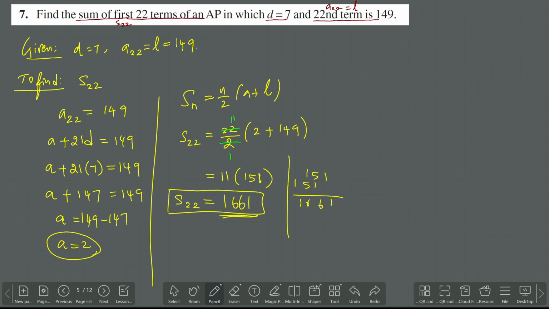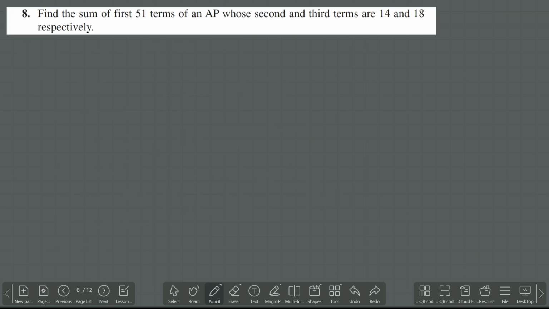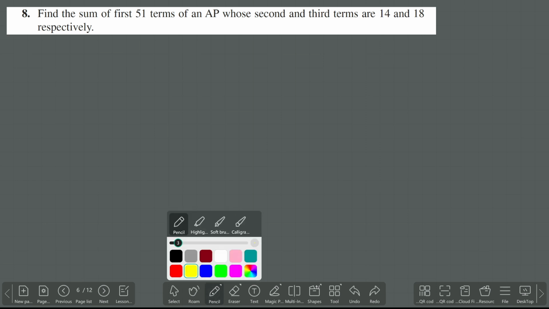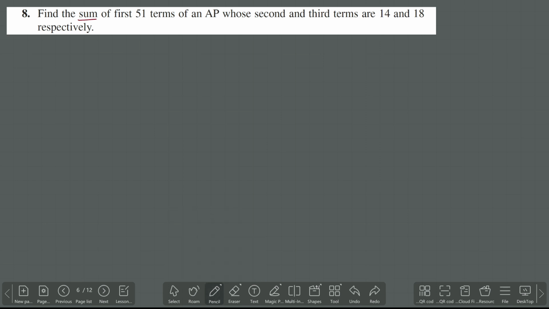Is it understood, children? Is it okay? Next, the eighth one. Listen, children. Find the sum of the first 51 terms of the AP whose second and third terms, A2 and A3 respectively, are given. By using A2 and A3 we have to find the A value and D value, then you can go ahead.